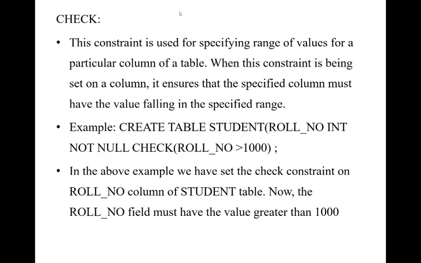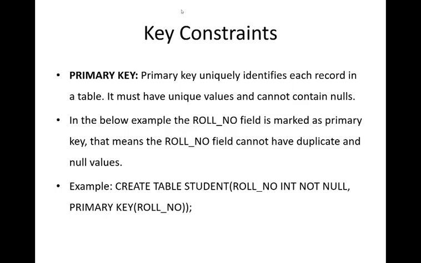Next one is check. The check constraint is used in SQL to set a condition on a column. It makes sure that the values entered in that column must follow a specific rule or range. For example, create table student, roll number int not null check roll number is greater than 1000. Now the database will allow only roll numbers greater than 1000. If someone tries to insert roll number 900 or 500, then it gets an error because it does not satisfy the check condition.